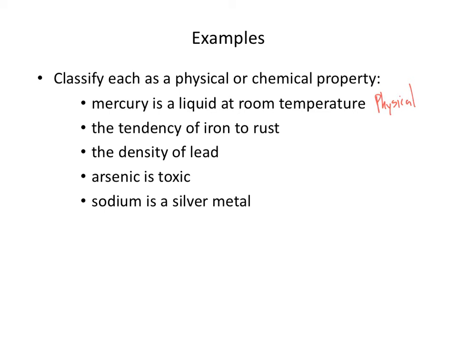Alright, the next one, the tendency of iron to rust. When iron rusts, it's reacting with oxygen from the atmosphere to turn into iron oxide, a new compound. So when we go from iron to rust, we're changing the chemical composition. So the tendency of iron to rust, in order to observe that, we have to observe the change from iron to iron oxide, and so that's going to be a chemical property.